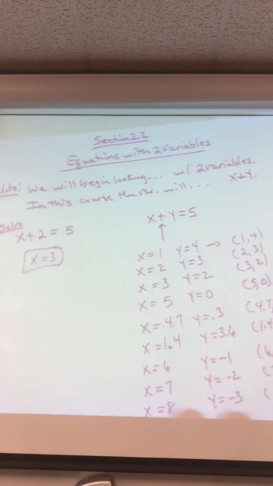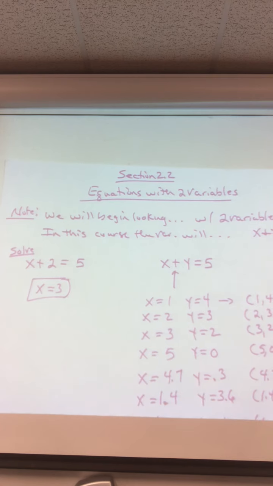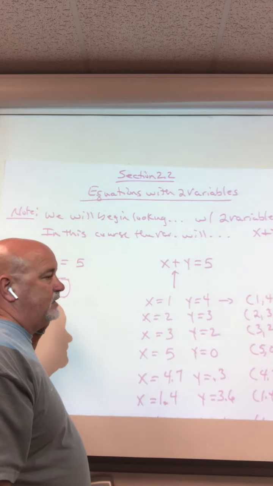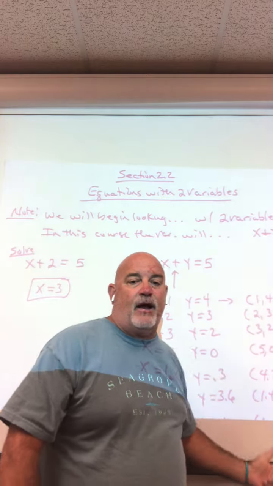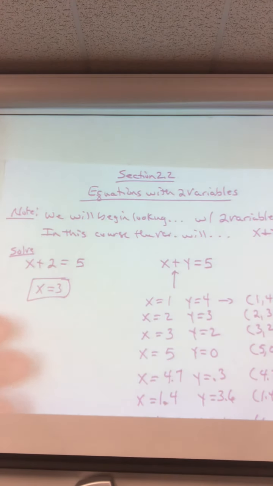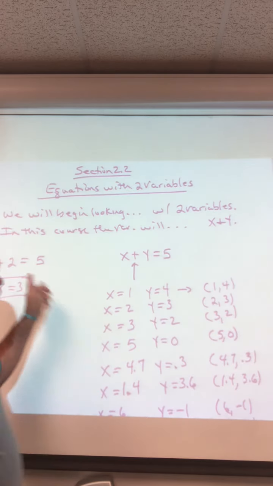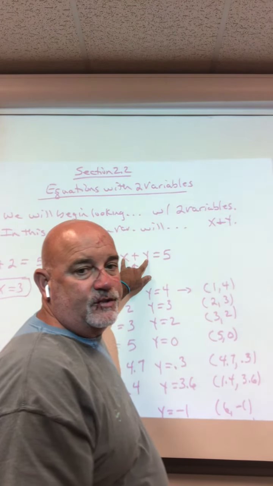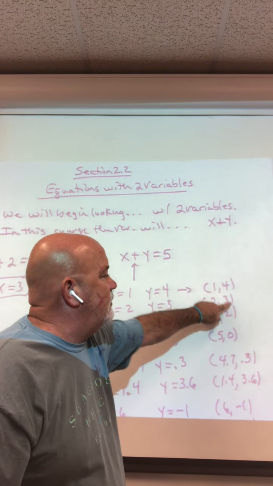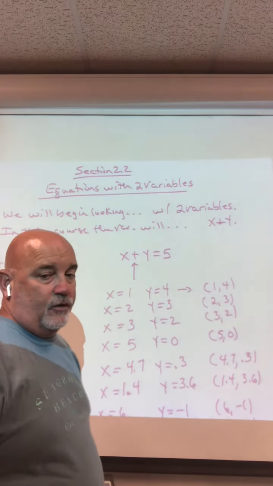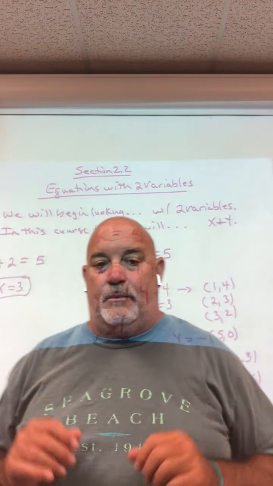Okay, I've already mentioned to you that we're going to be talking about equations with two variables. Now, what was the big difference between an equation with one variable and an equation with two variables? First, when you go from an equation with one letter to an equation with two letters, your answer is a pair of numbers. So this is one answer, this is one answer, this is one answer. So your answer is not a single number, it's a pair of numbers.